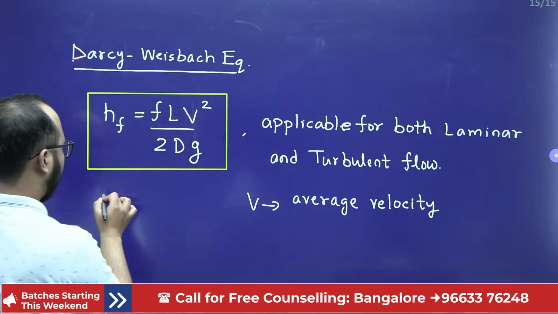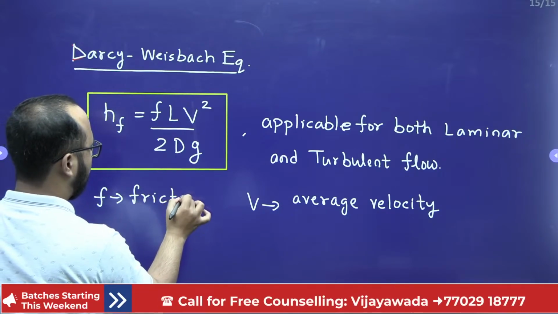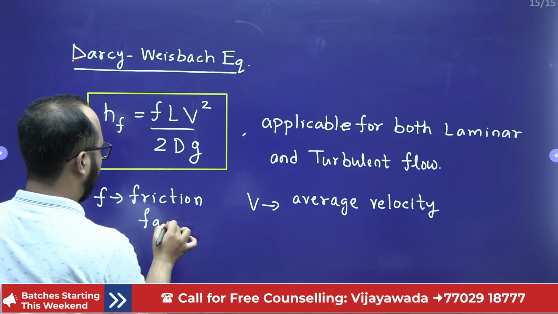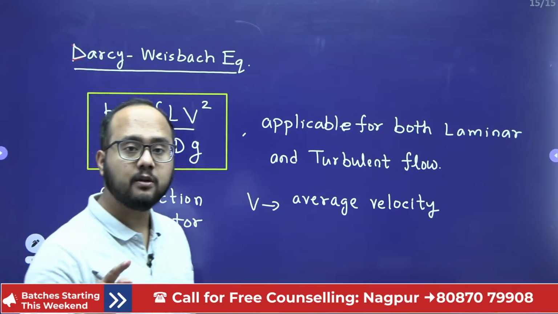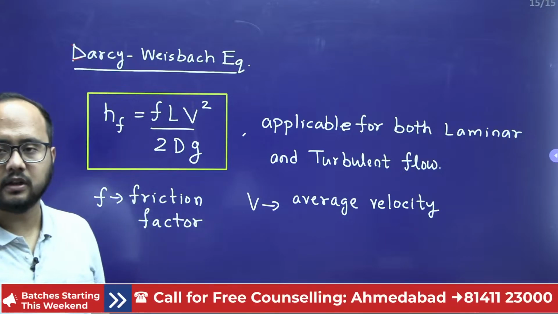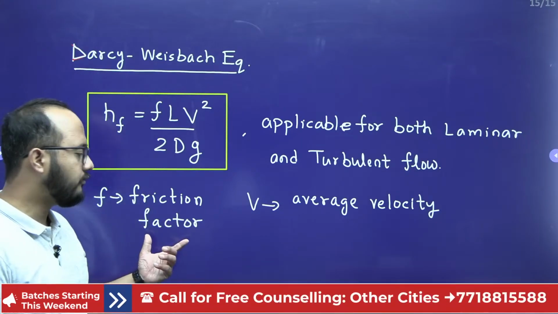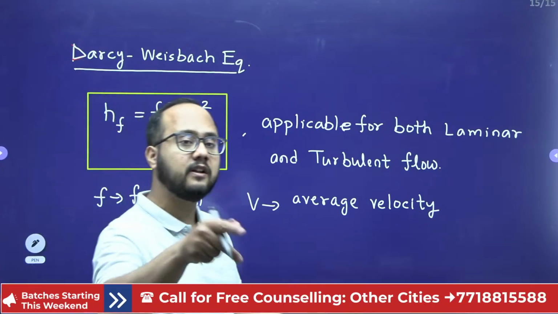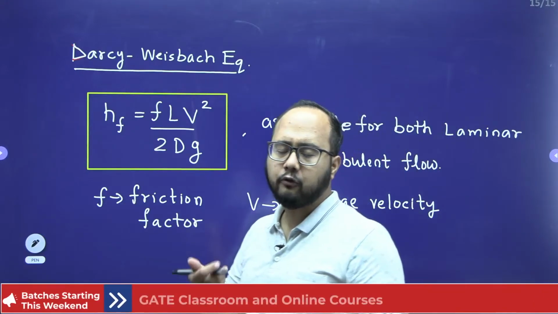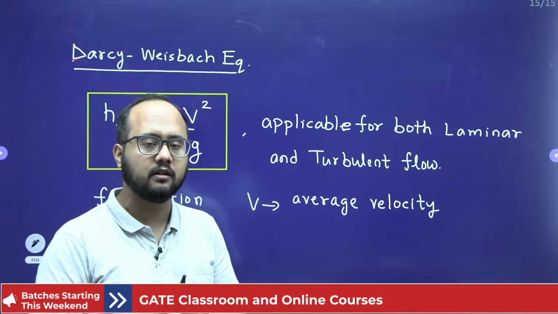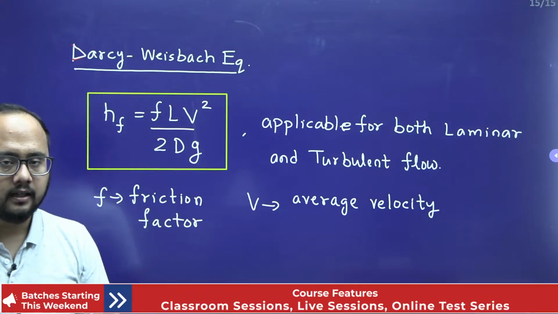What is F? Friction factor. It depends upon the condition, whether the flow is laminar or turbulent. The friction factor depends upon the type of flow as well as on the nature of the surface of the pipe. Usually in laminar flow it doesn't depend upon the nature of the surface, but in turbulent flow it depends on the nature of the surface as well.